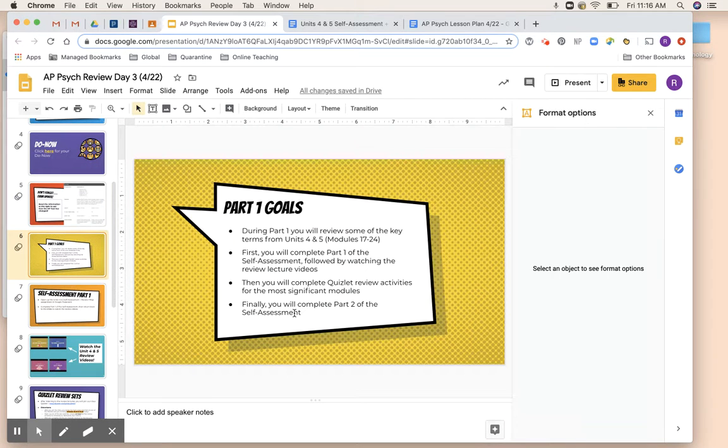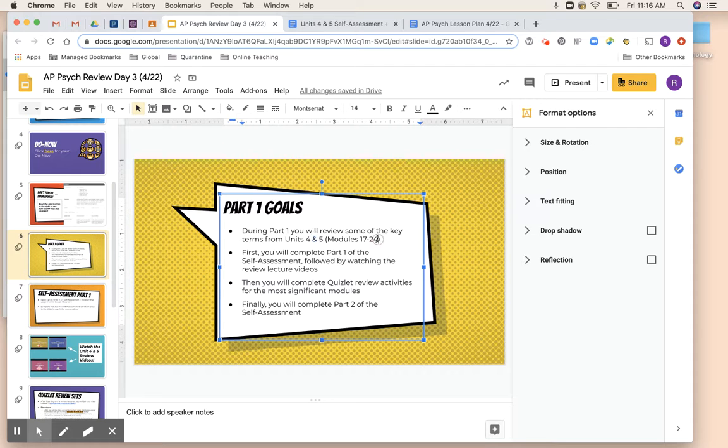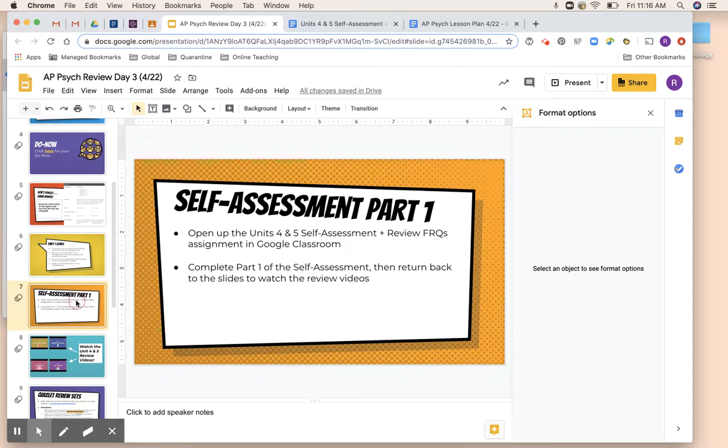So for the first part, it's a little bit different than last time. You're going to be reviewing again units 4 and 5, which is module 17 through 25. First, you're going to complete part 1 of the self-assessment. Then you're going to watch the videos, do the Quizlet, and then you're going to do part 2 of the self-assessment. So the self-assessment is just this added part in.